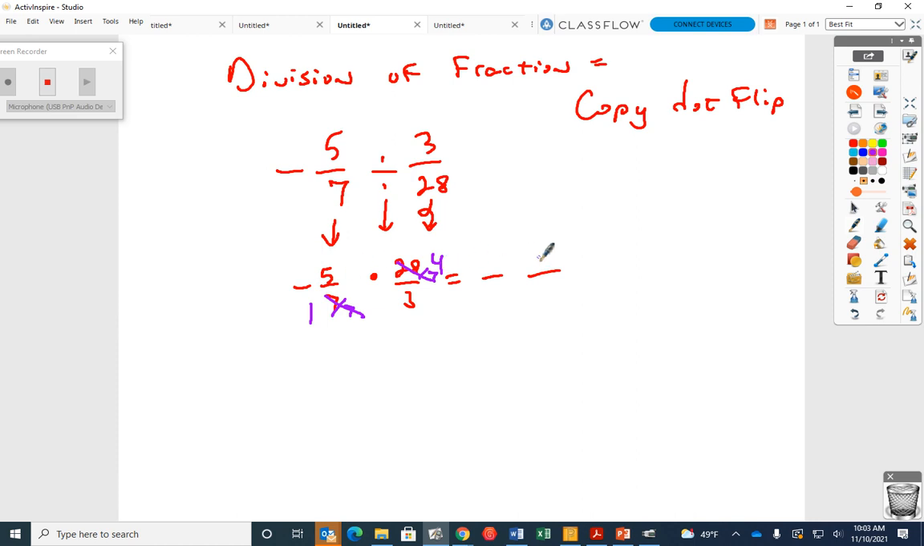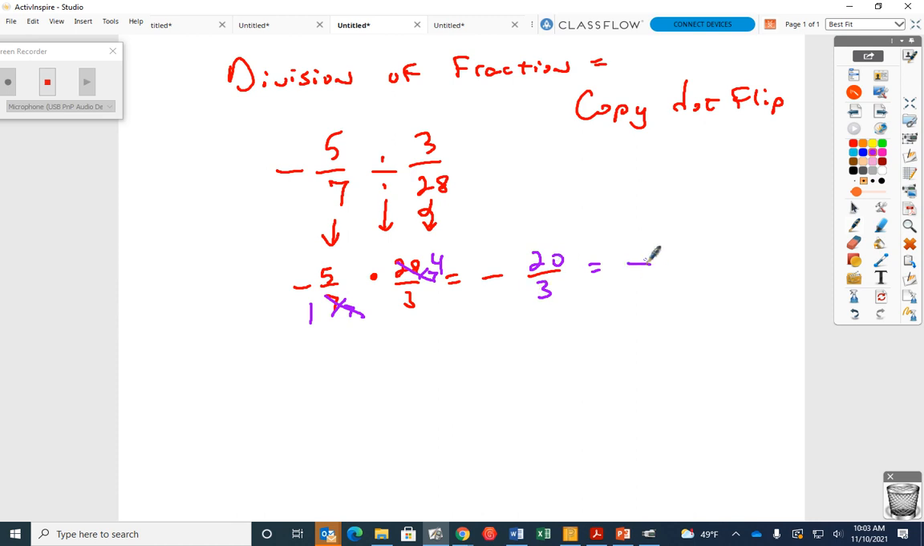Okay, so negative is my answer. 5 times 4 is what? 20. 1 times 3 is? Now, what is wrong with this? It's an improper fraction. How many 3's? Well, first of all, is this going to change to a positive? No. So it's going to stay negative.